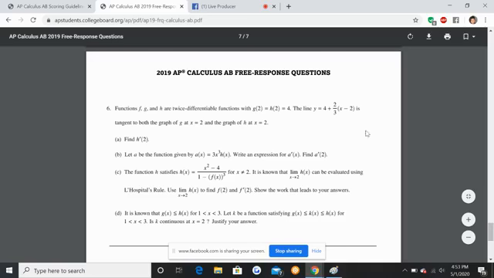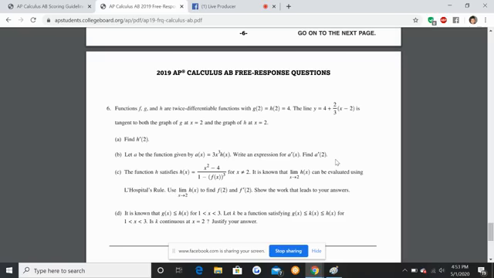So first, let me write this down so I don't have to go back and forth, because it'd be pissing me off.